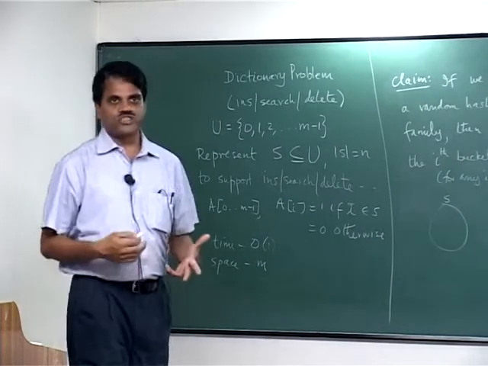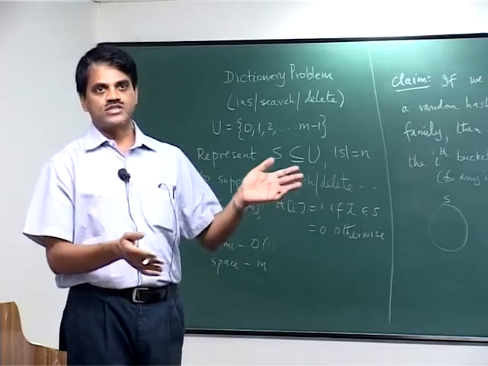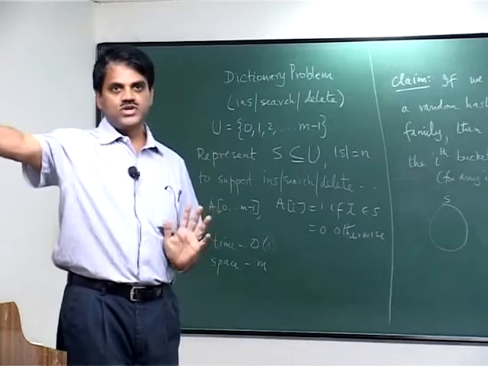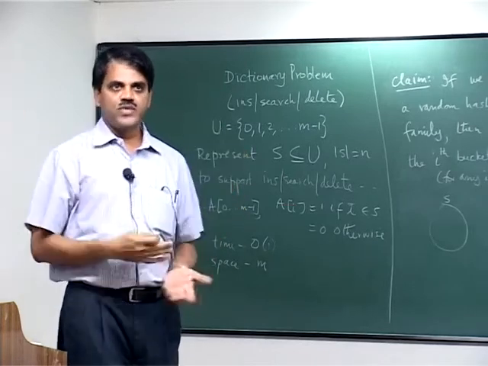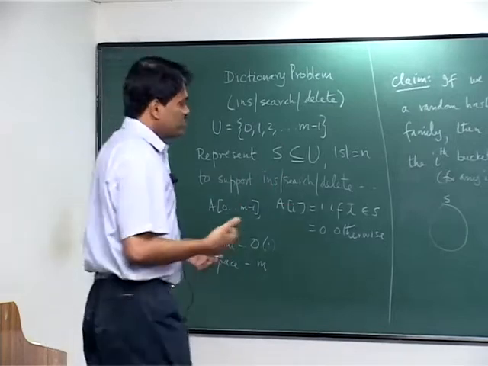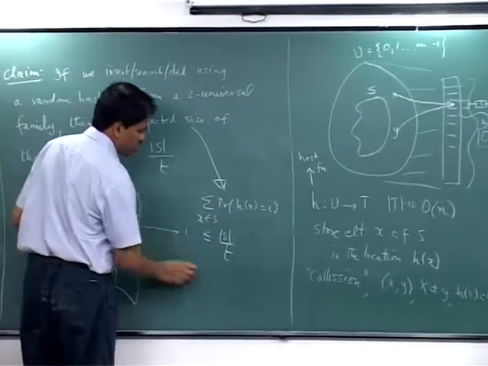So T is our choice now. T is a parameter, remember we didn't fix it. T is just a table size. U was a universe, S was the set I'm going to represent of size n. T is my choice now. So I choose T in a way that this is small, right?